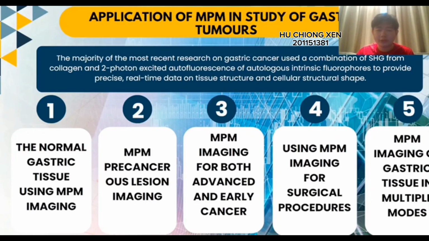Moving on to the application of MPM in the study of gastric tumors, the majority of the most recent research on gastric cancer uses a combination of SHG from collagen and two-photon excited autofluorescence of intrinsic fluorophores to provide precise, real-time data on tissue structure and cellular structural shape.